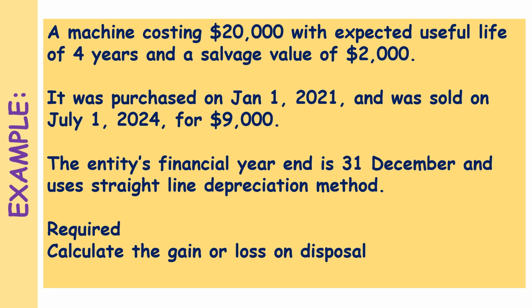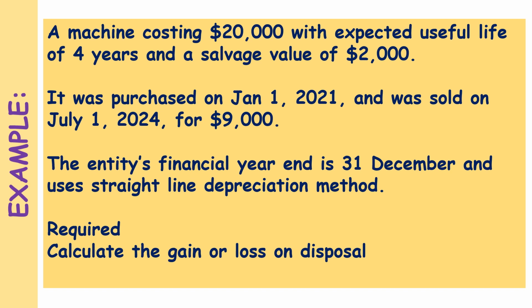So a machine costing $20,000 with expected useful life of 4 years and a salvage value of $2,000. It was purchased on January 1st, 2021 and was sold on July 1st, 2024 for $9,000. The entity's financial year end is 31st December and uses the straight line depreciation method. So let's calculate the gain or loss on disposal.